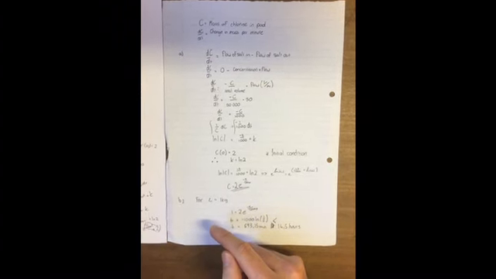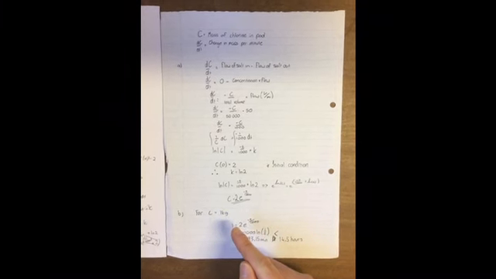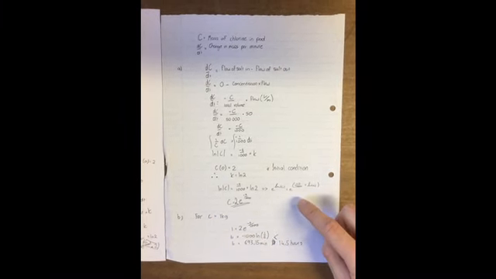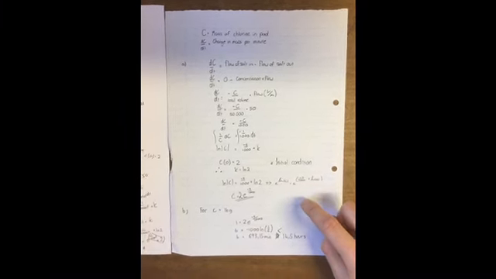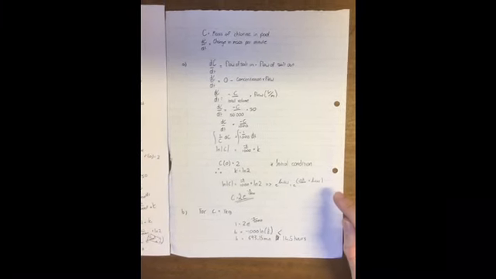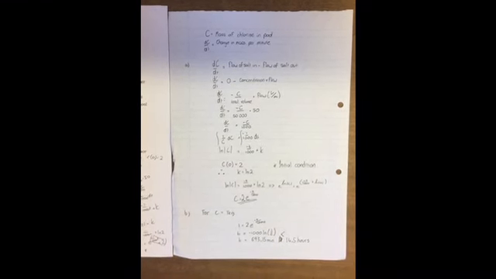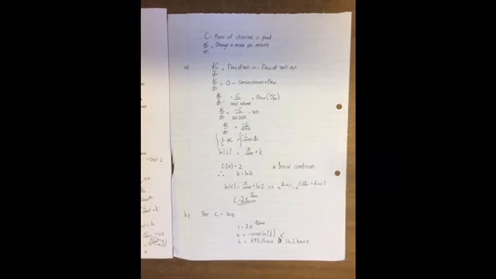Then you will get C is equal to 2e to the minus t over 1000, since this e can be simplified as e to the minus t over 1000 plus e to the ln of 2, which is equal to 2 times e to the minus t over 1000. That is all part A.